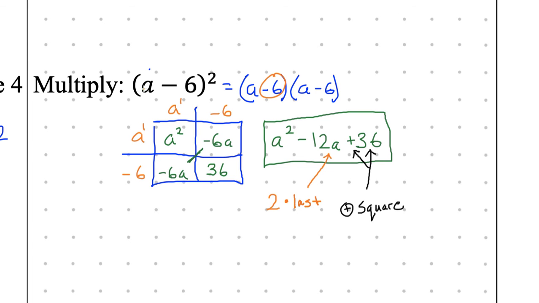You can try another one. Try like, I don't know, x minus 7 squared and see what happens. Well, x minus 7 squared, I should have an x squared. I should have negative 14x, and then I should have the square of that, plus 49.